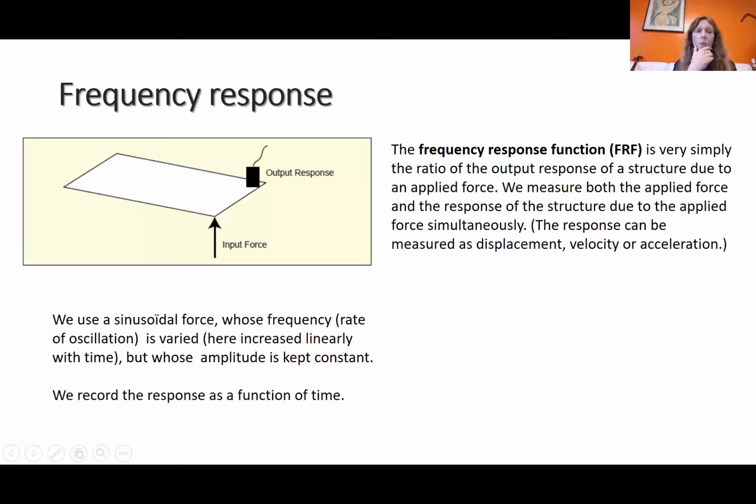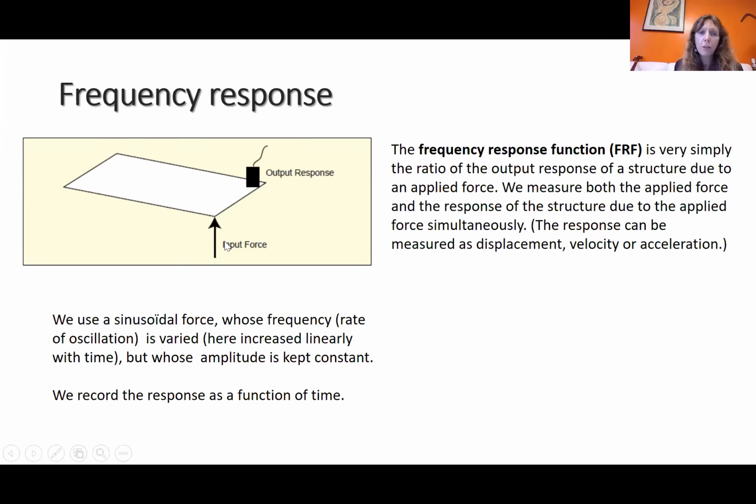Okay, sorry for this. So I was talking about frequency response. Yesterday I mentioned it quite a few times, and I said it's the response of a vibrating structure as a function of frequency, and that's why it's called frequency response. And what is it exactly? It's the ratio of the output response of a structure due to an applied force. So here you put in an input force, you measure the output, and you measure both, and you can basically do the ratio between the output and the input. The output can be measured as a displacement, as a velocity with a laser vibrometer, for example, or as an acceleration with an accelerometer.